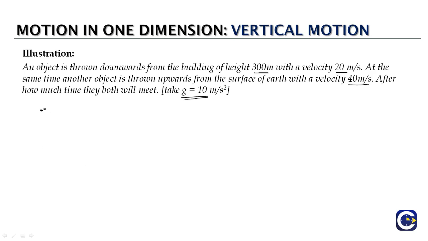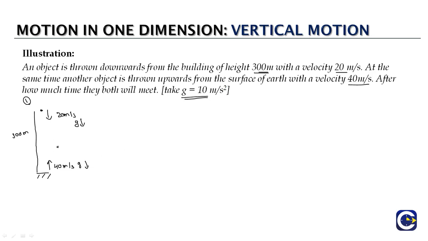So here the first object is thrown downwards with a velocity of 20 meters per second. The height of the building from where it is thrown is given to be, in this case, 300 meters. Now the second object is thrown upwards with a velocity of 40 meters per second. And as we see in case of vertical straight line motion, both the objects will be meeting under the influence of gravity, which means the acceleration of both the objects will be g downwards.